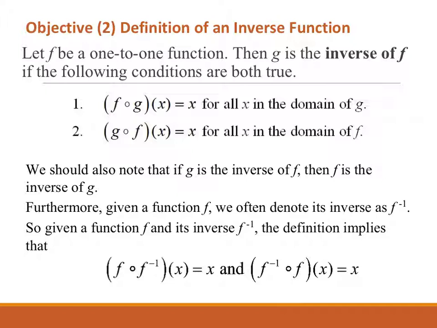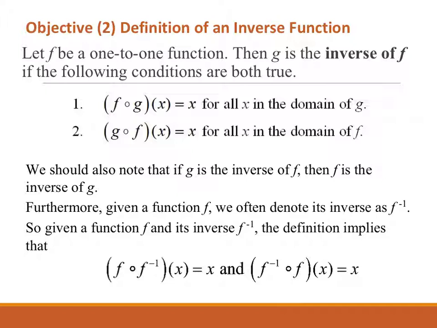Our second objective is the definition of an inverse function. Let f of x be a 1-to-1 function. Then g is the inverse of f if the following conditions are true. 1, f composite g of x equals x for all x in the domain of g, and 2, g composite f of x equals x for all x in the domain of f.